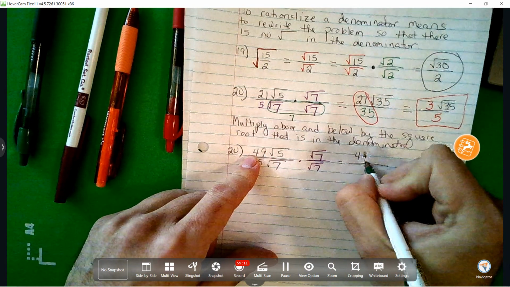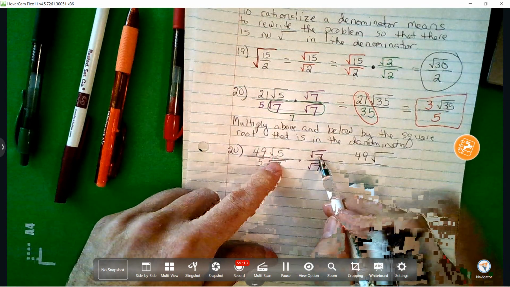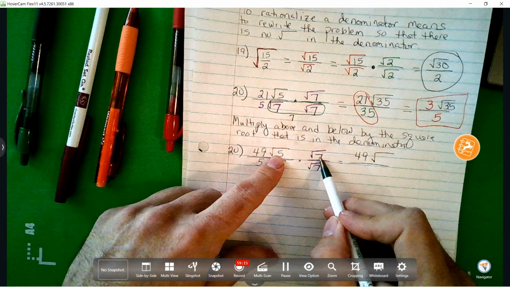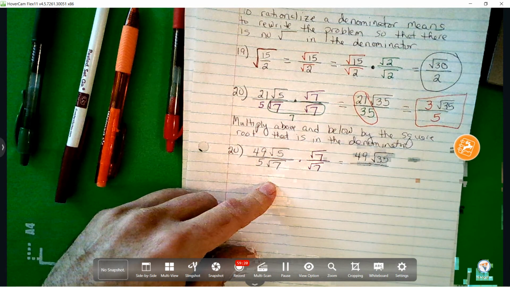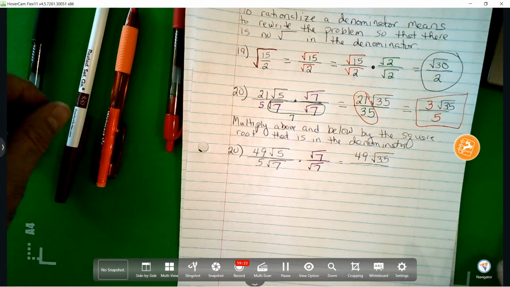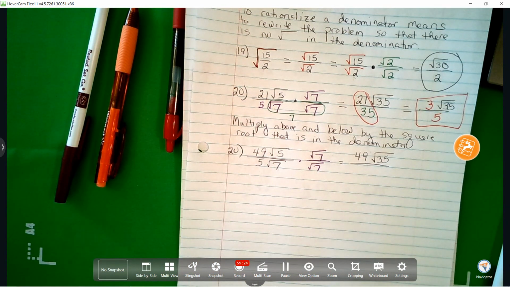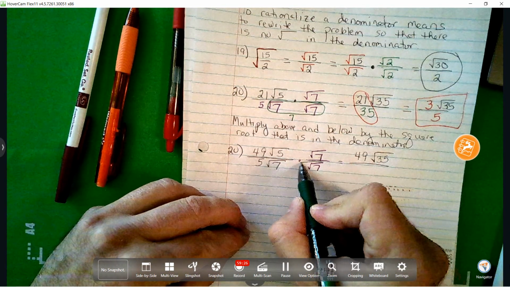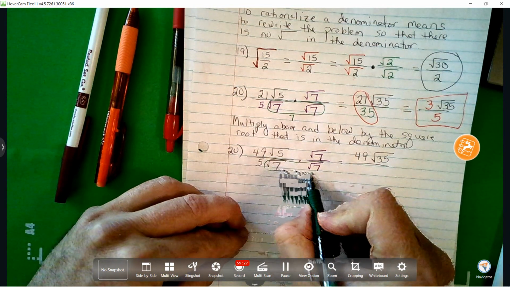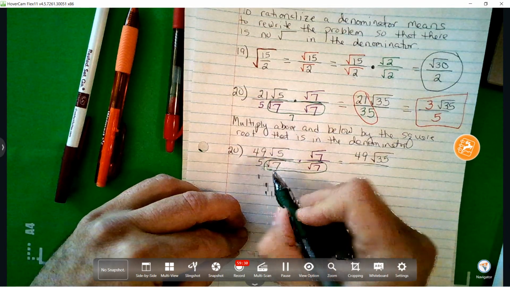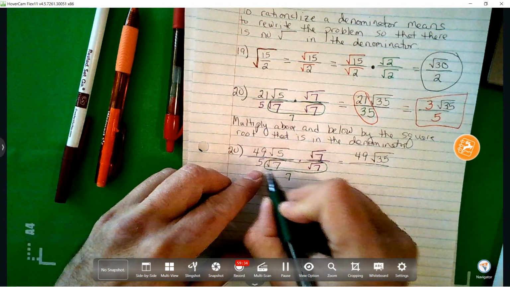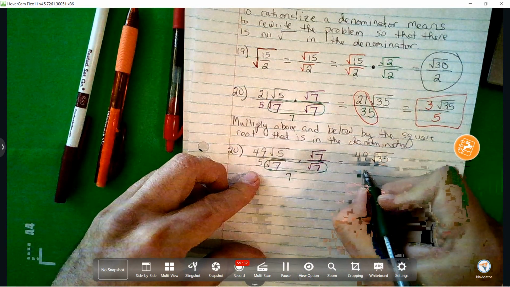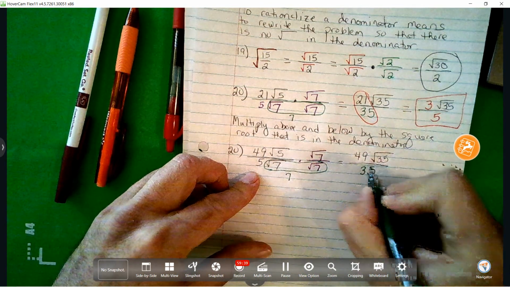And what number will be under the square root now on top? 35. And what about on the bottom? Oh, wow, this is very similar. It said similar question, so the square root of 7 times the square root of 7 is just a 7. Times 5 would be a 35.